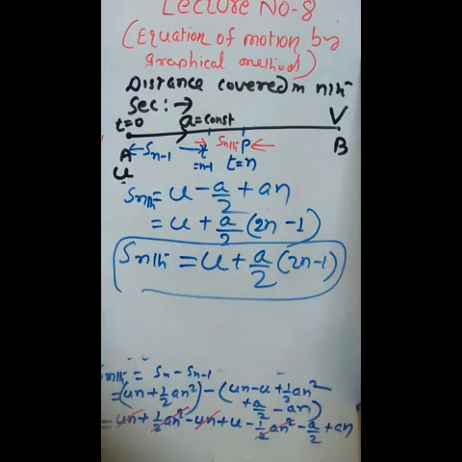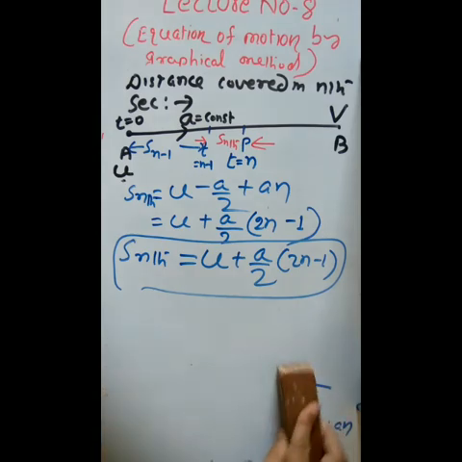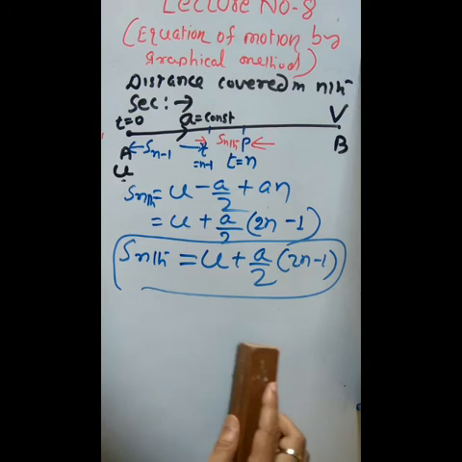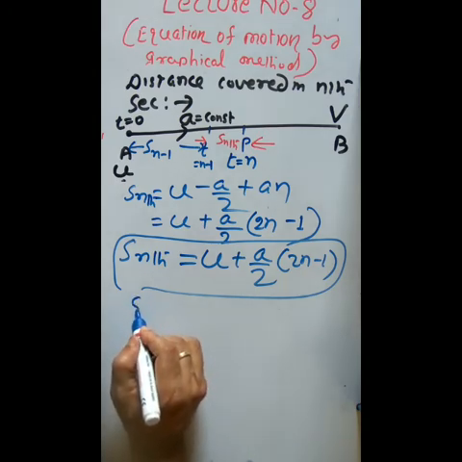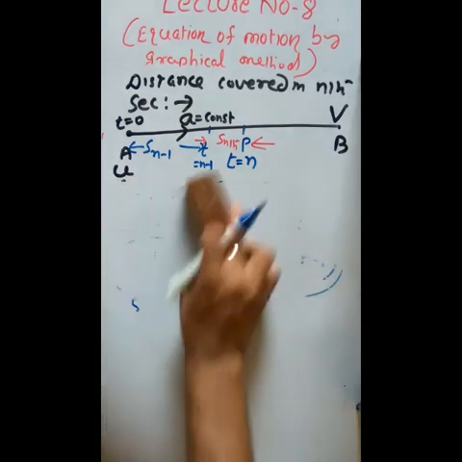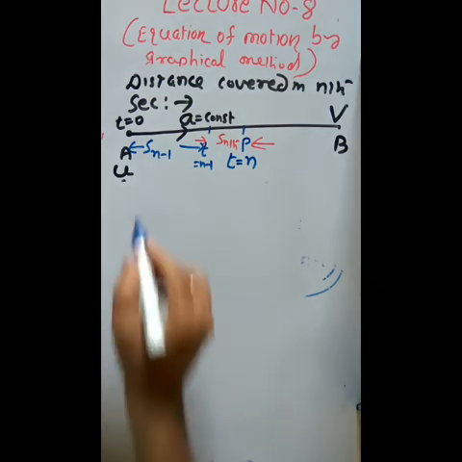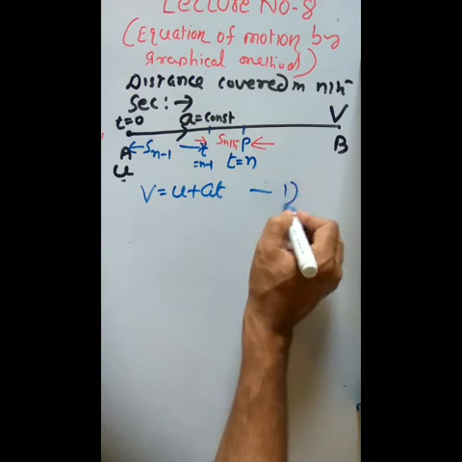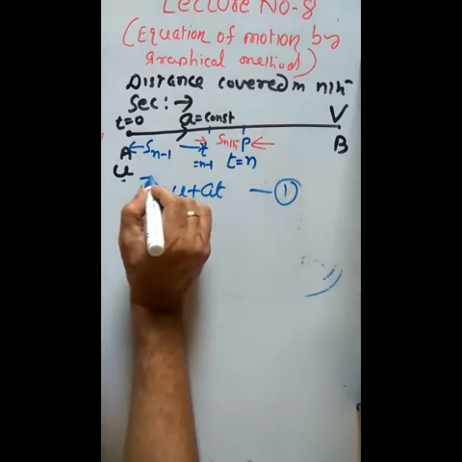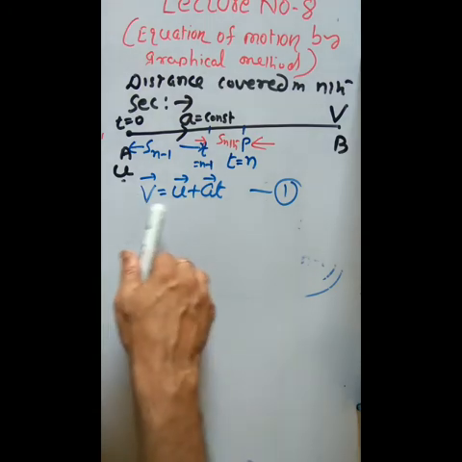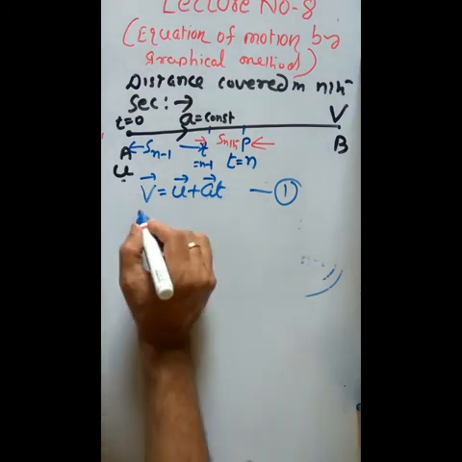Okay. So I got 4 equations of motion, and I am writing them in the summary. What is the first equation of motion? The first equation of motion is V is equal to U plus AT. Always remember these are vector quantities. Though the arrowhead is not given, you have to assume this is a vector quantity. So V is equal to U plus AT.